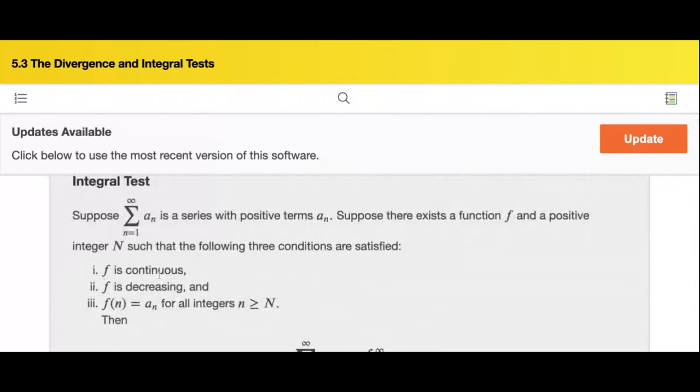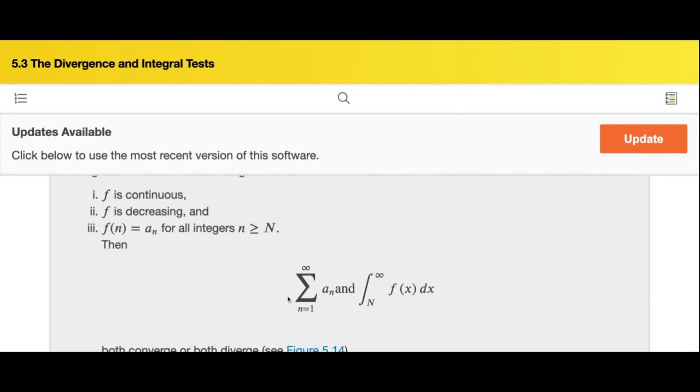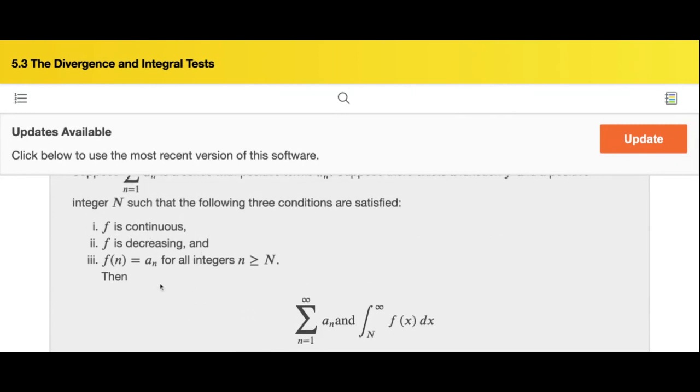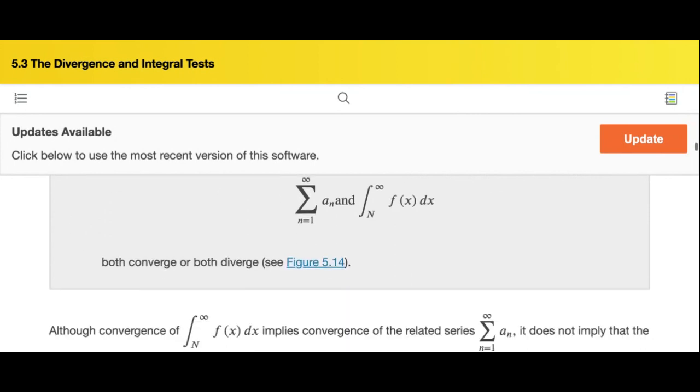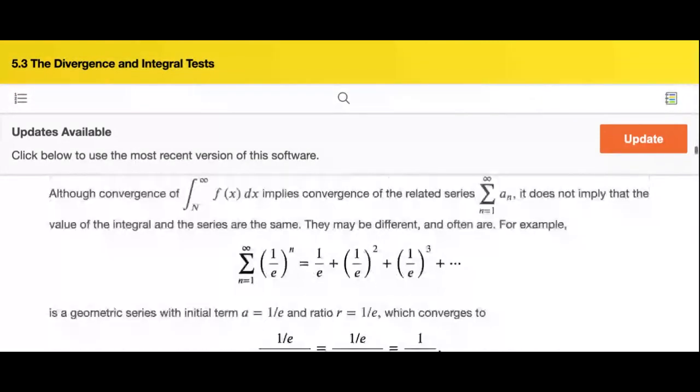So the function is continuous and the function is decreasing, and we can ignore some terms. If the function is the same as a_n, then if we can make a relation between the two things, we can compare them. If one diverges, the other one diverges. If one converges, the other one converges. All right, so that's the integral test.